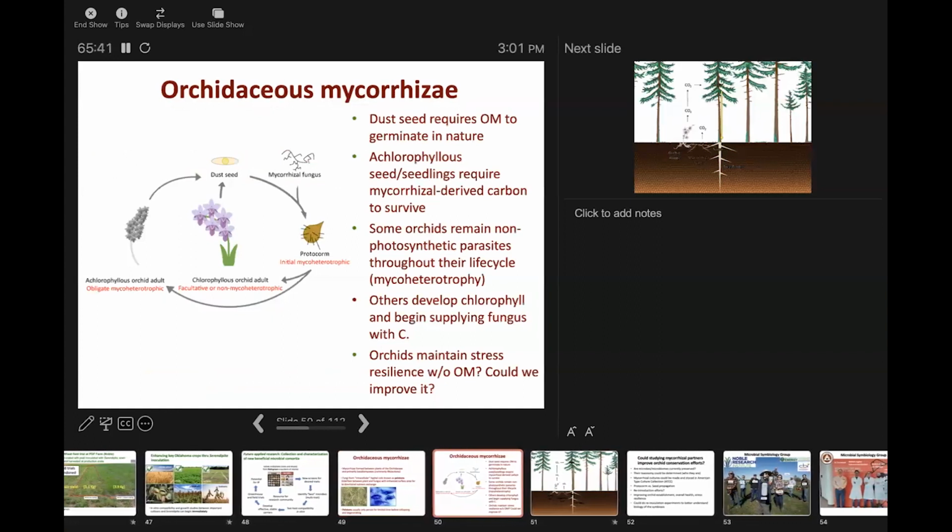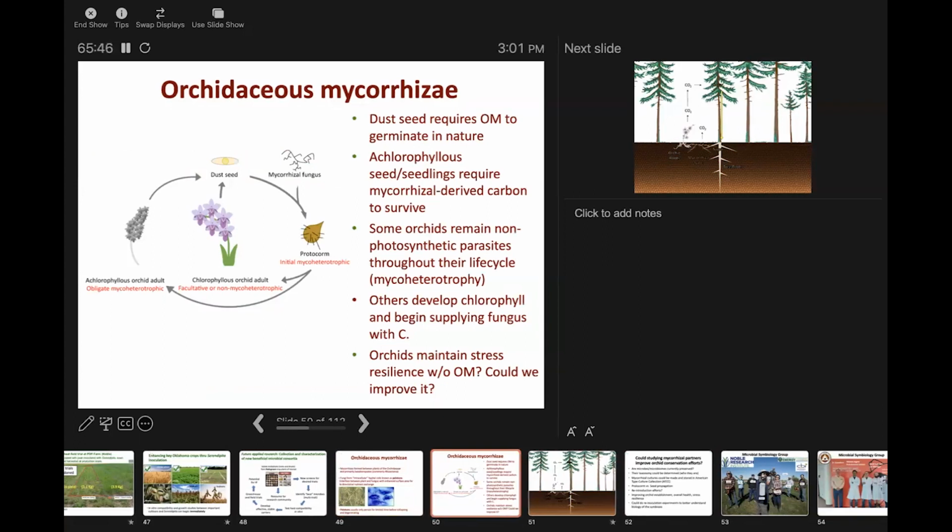Now, this is what I was saying before. Dust seed requires the mycorrhizae to germinate in nature. Achlorophyllous seedlings actually require mycorrhizal-derived carbon to survive. Some of them stay that way, parasitizing the fungus, in a process called mycoheterotrophy. Others will start to produce chlorophyll, and they'll start to feed the fungus back.